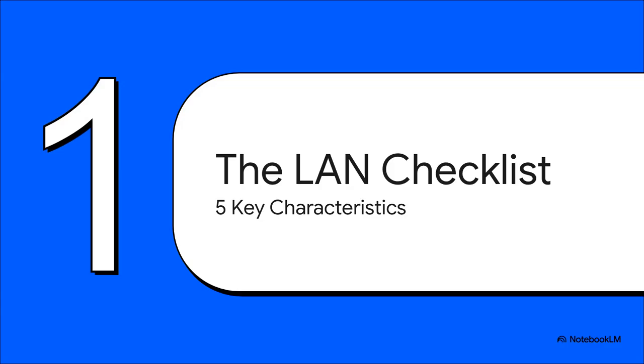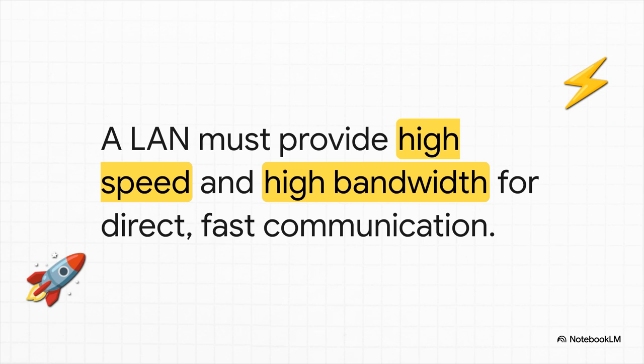All right, so how do you spot a LAN out in the wild? Well, our source gives us 5 key characteristics to look for. Think of it as a checklist, you know? If a network ticks all 5 of these boxes, then you can be sure it's a local area network. First up on the checklist, speed. And I mean blazing fast speed.